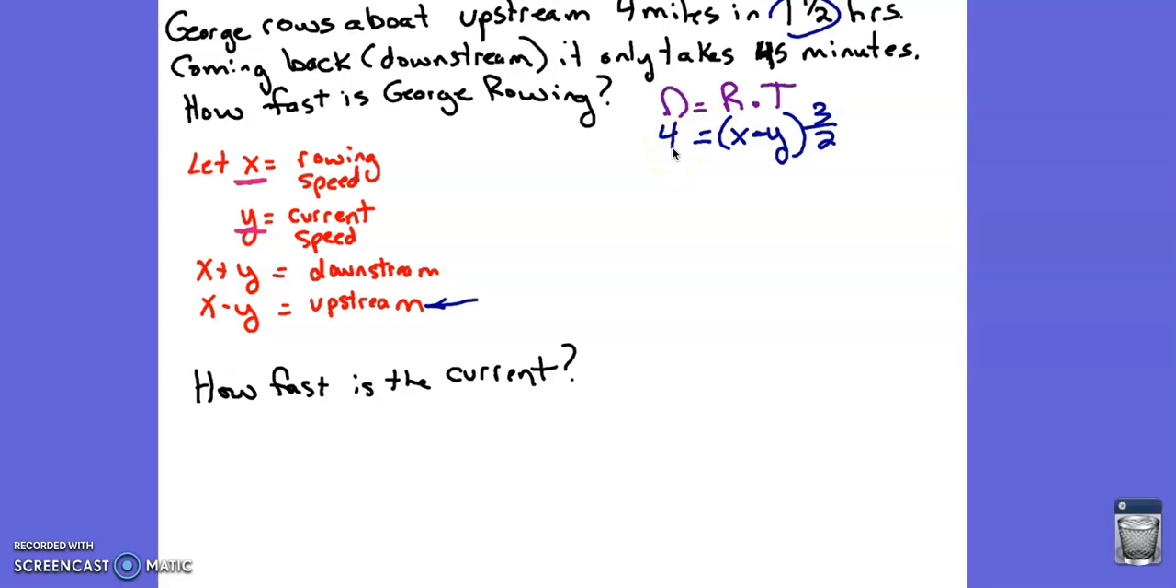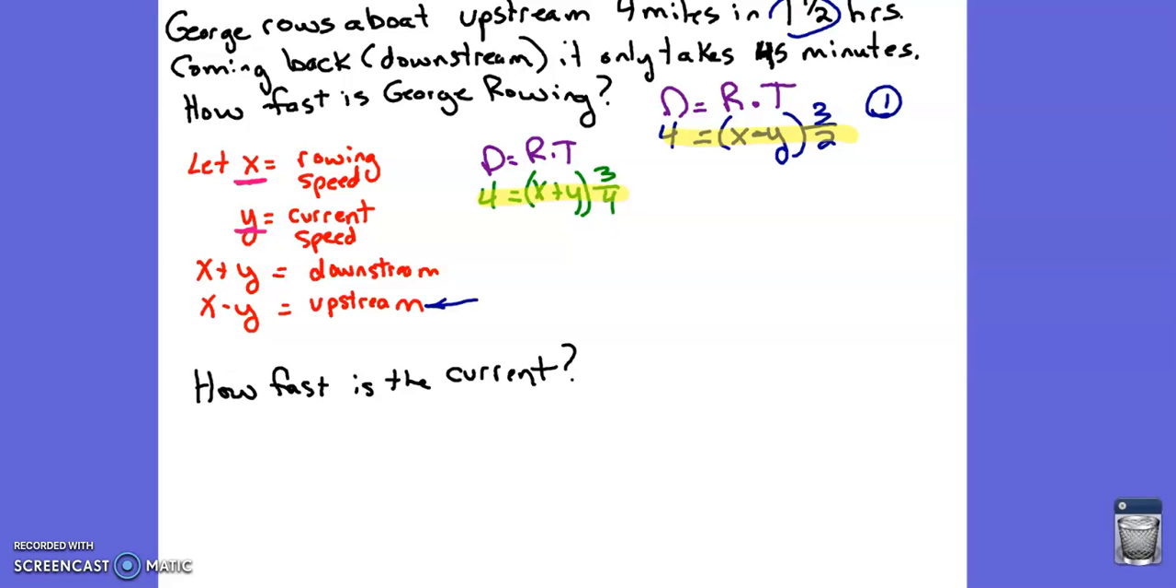Okay, so notice going upstream, this is the first part of his trip. And then similarly, going downstream, notice it's the same distance, 4 miles, and then we have x plus y, and it only took him 45 minutes, or 3/4 of an hour. So notice we have two equations. We're going to solve those two equations using substitution or elimination or graphing, but elimination is going to work out very nicely.